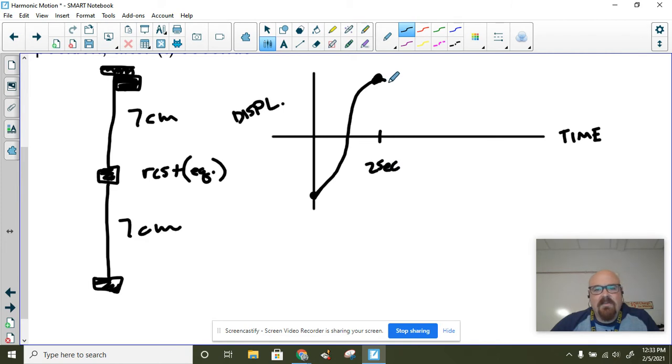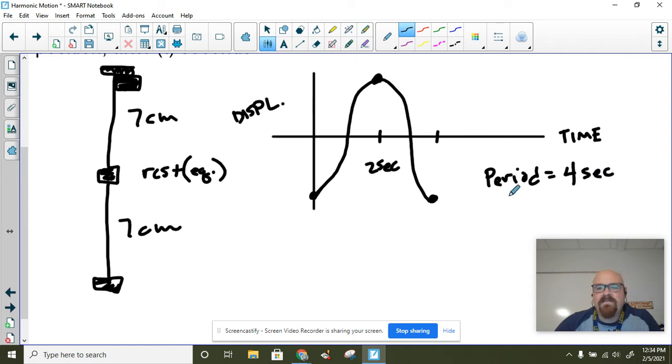And then because it's simple harmonic motion, it's going to then recoil straight back down and end up at a displacement of -7 centimeters here. So we can say that half the period is 2 seconds, right? The full period would be 4 seconds. So it takes 4 seconds. If it takes 2 seconds to come up, it would take 2 seconds to come back down. So the period is 4 seconds, okay? The maximum displacement is 7 centimeters. That's our amplitude.